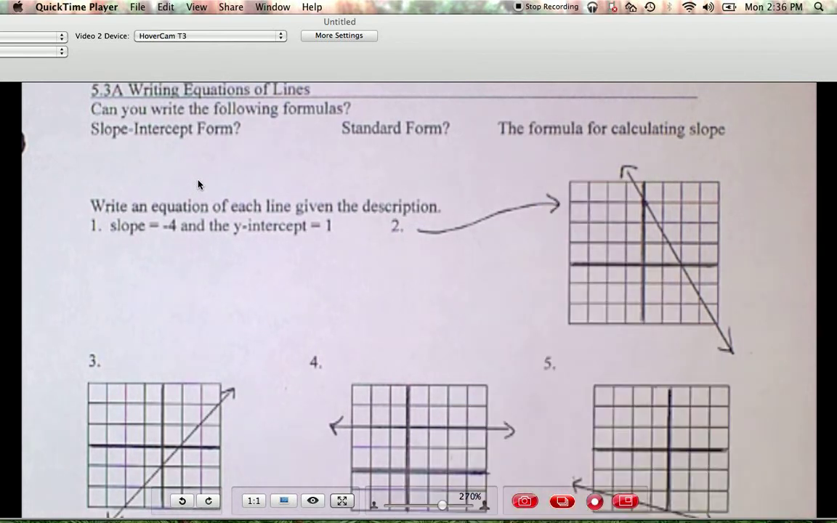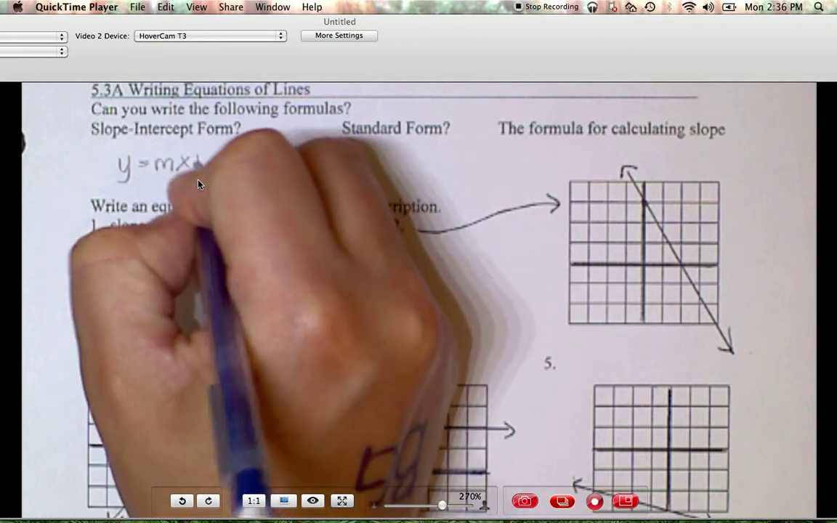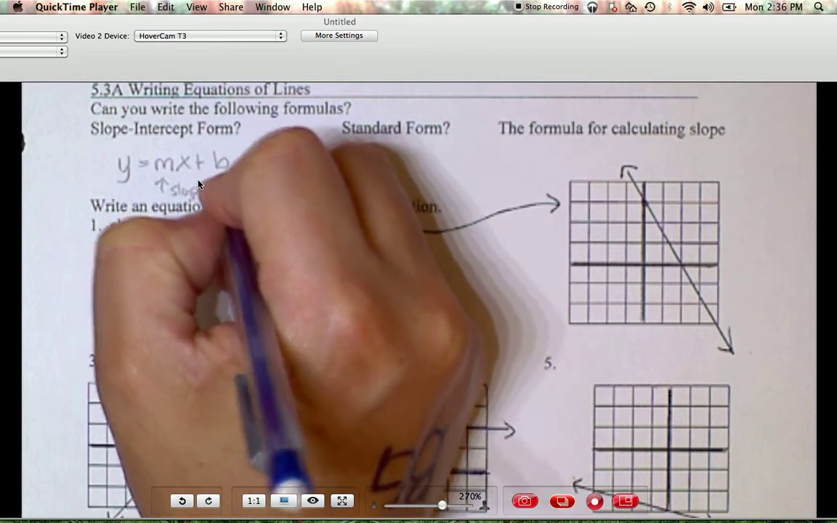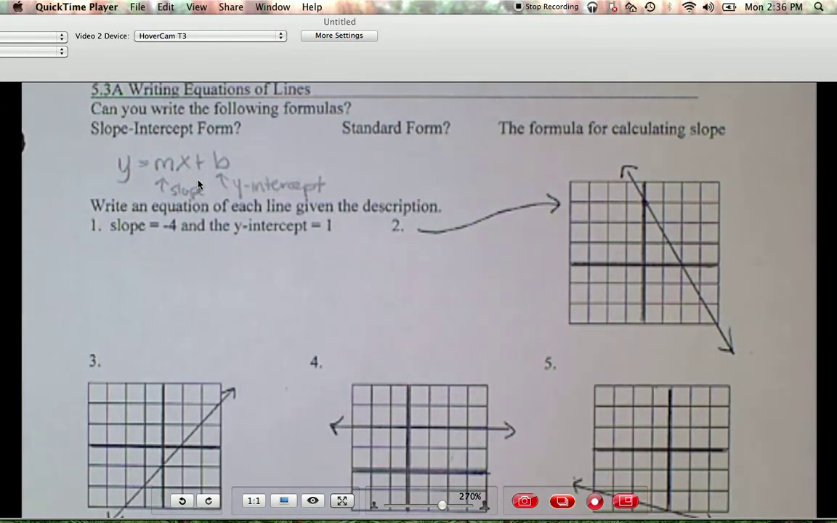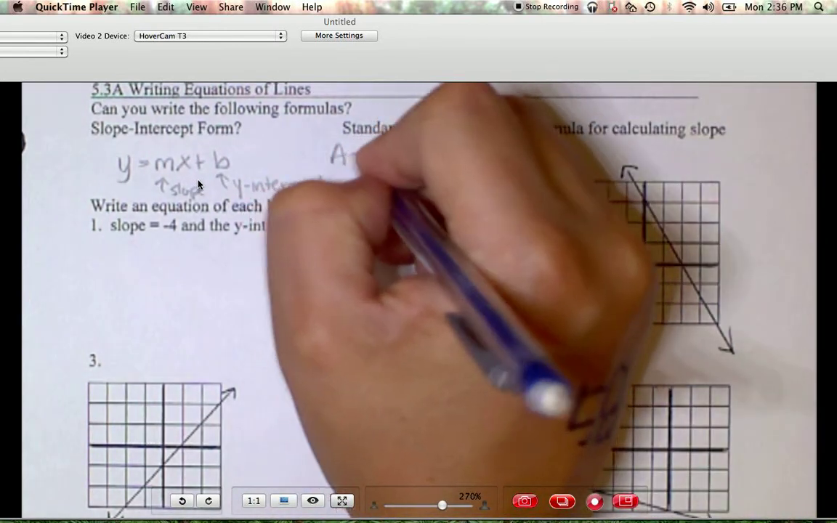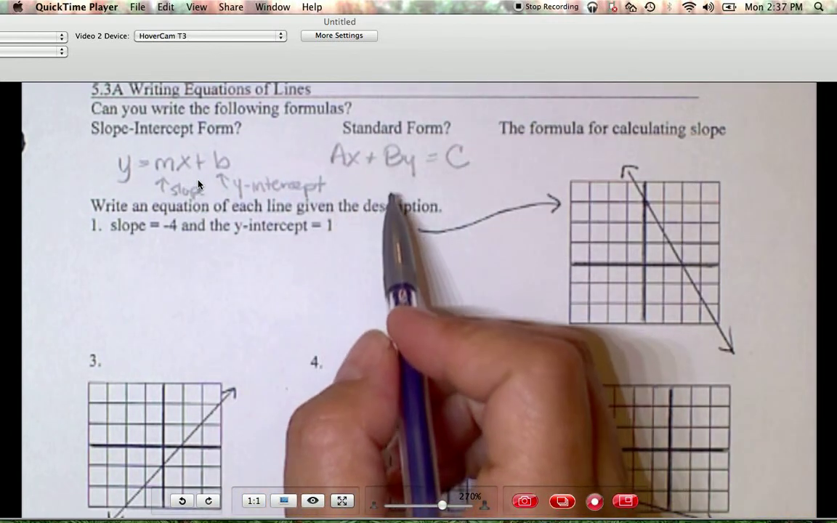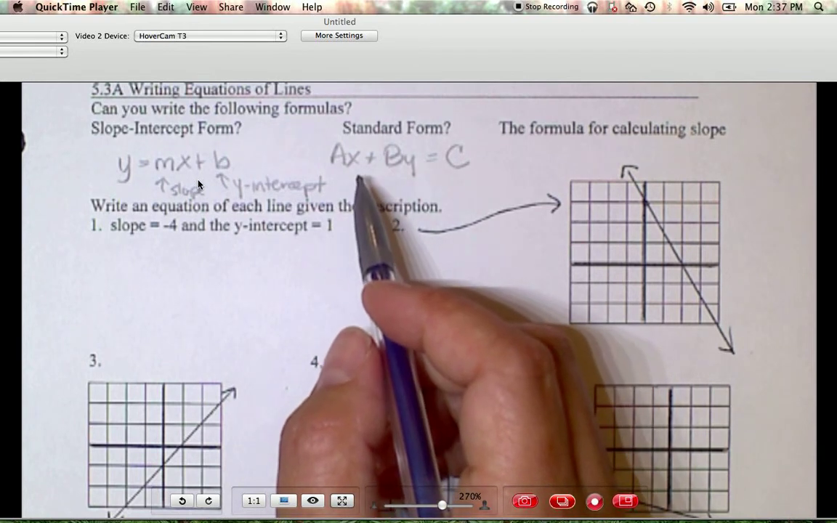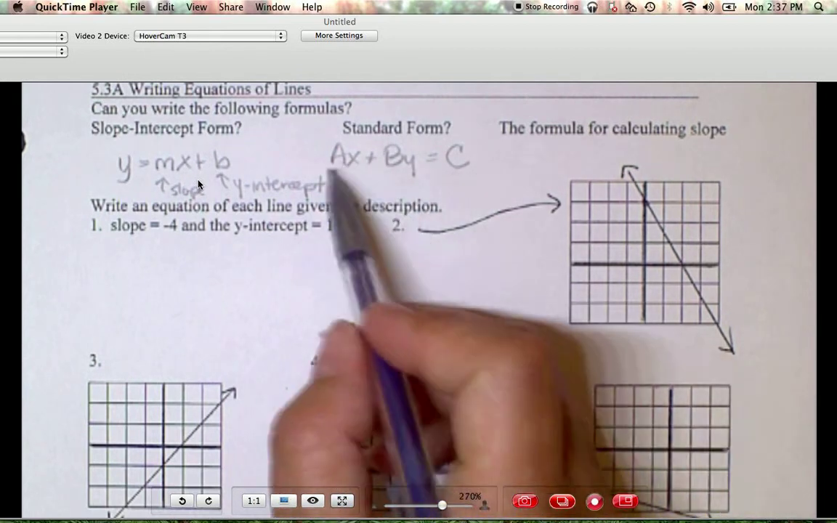Alright, slope-intercept form, recall, is y equals mx plus b, where m is your slope and b is your y-intercept. What's standard form? Standard form's that alphabetical one: ax plus by equals c. And remember, we have some rules about standard form. No fractions. Needs to be in simplest form. A has to be positive.